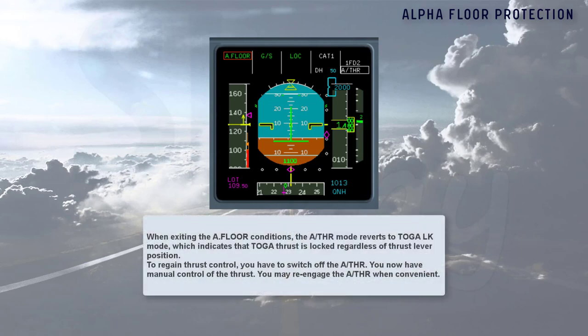When exiting the alpha floor conditions, the auto thrust mode reverts to TOGA lock mode, which indicates that TOGA thrust is locked regardless of thrust lever position. To regain thrust control, you have to switch off the auto thrust. You now have manual control of the thrust. You may re-engage the auto thrust when convenient.